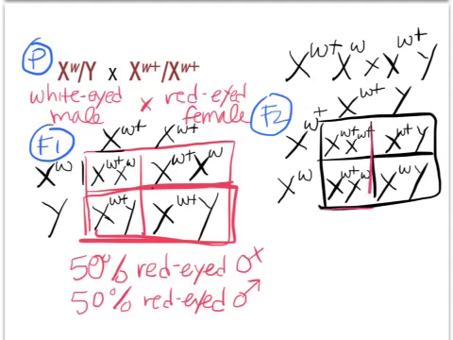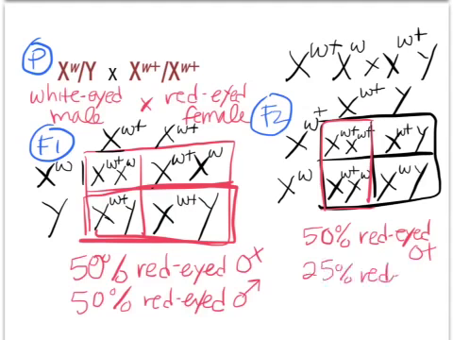So now what we're going to get back for our phenotypes, of my females, let's see, 50% will be red-eyed females, 25% will be red-eyed males, and 25% will be white-eyed males.